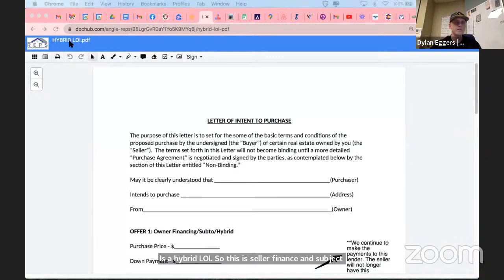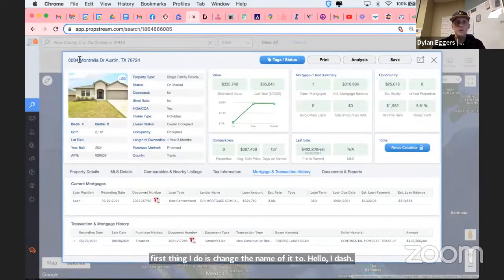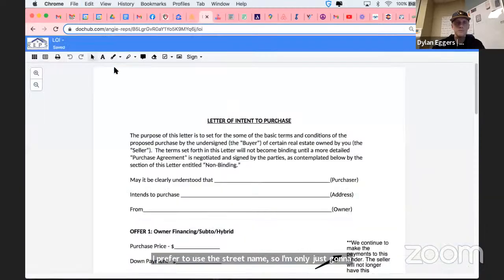First thing I do is change the name of it to LOI dash, then I prefer to use the street name, so I'm just going to use Montriella Drive. Actually, copy this whole thing. LOI for Montriella Drive. That's how I like to keep track of these: I just type in the street name.